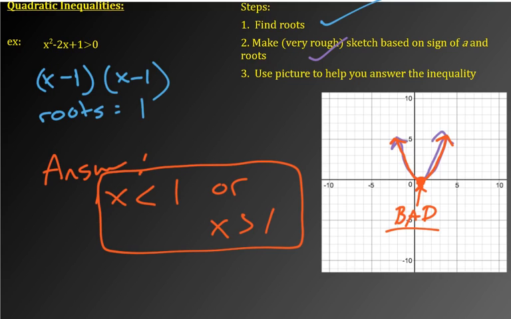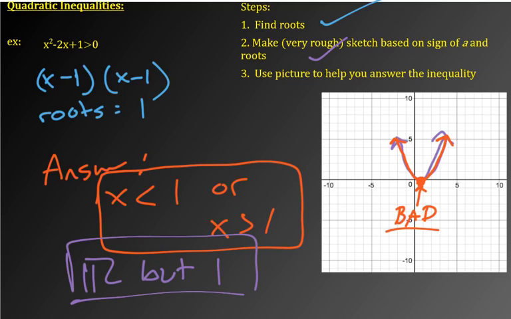So in this one, besides that value at 1, where it equals 0, not being greater than 0, it's greater than 0 everywhere else. So we can just say less than 1 or bigger than 1. You honestly could also answer this problem as all real numbers but 1. That's a perfectly fine answer also, because everything but 1 works in this problem.